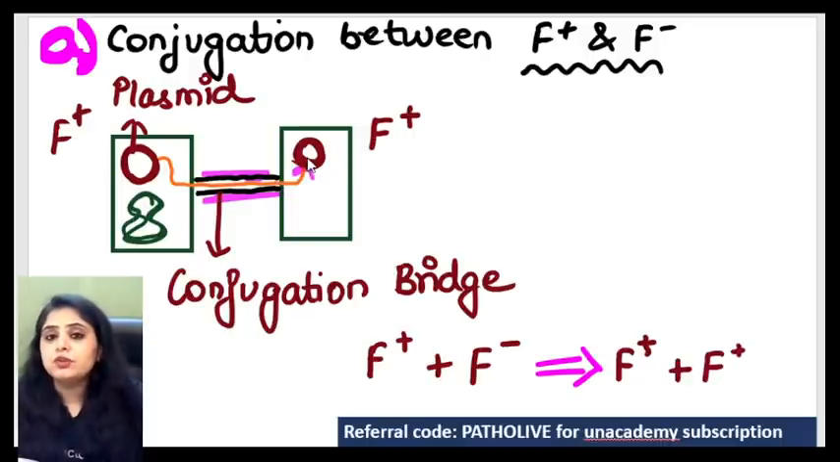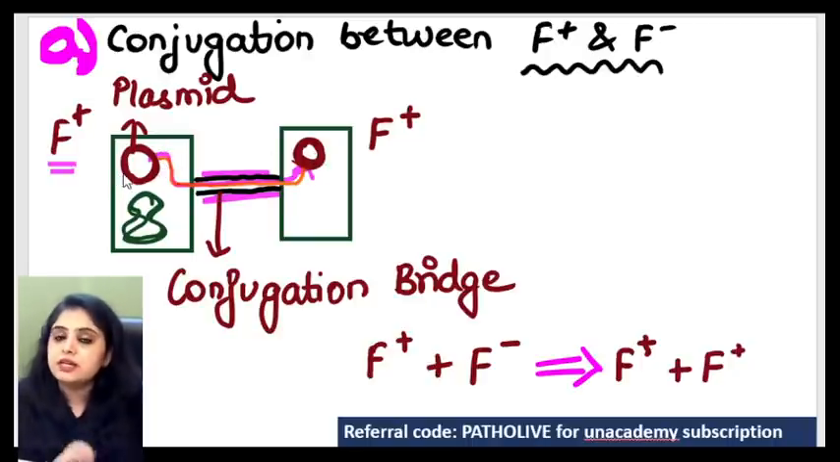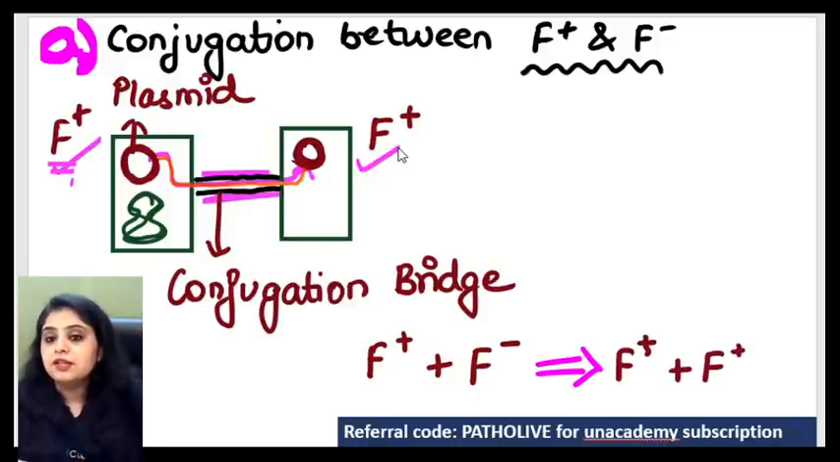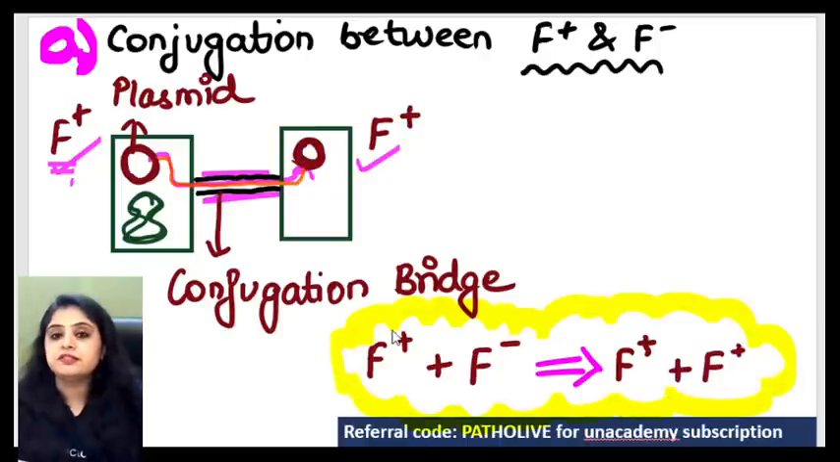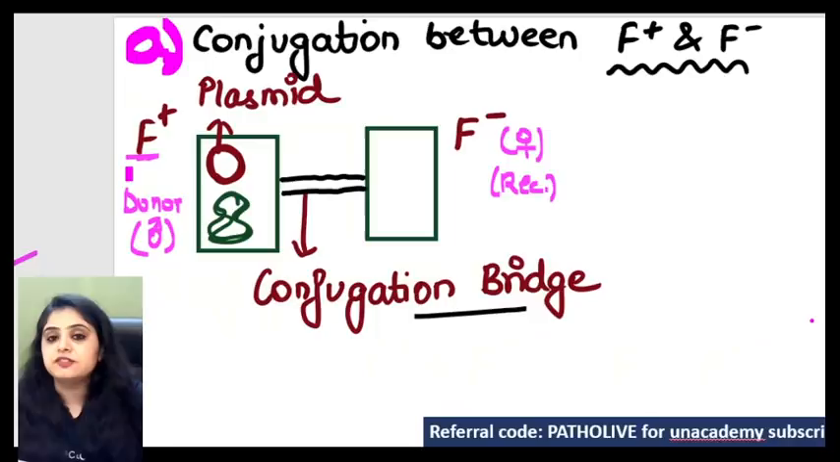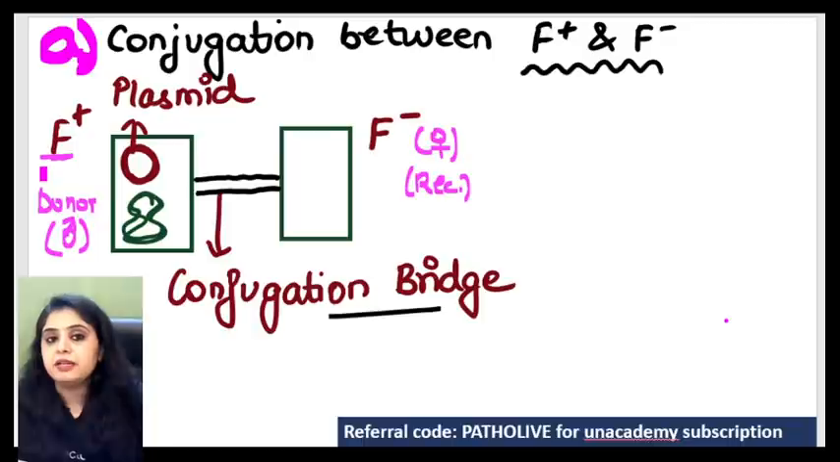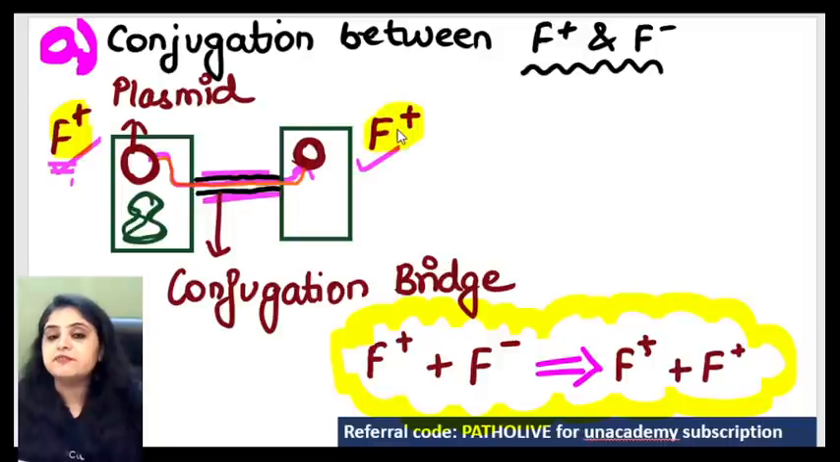So now have both of them become F plus, F plus? Many students feel that this is going from here to here, so the donor will now become F minus. No. It replicates and a copy of it goes into the recipient. So this will continue to have the F plasmid that it had. This will just get a replicated copy of the same. So can I indirectly say that when F plus and F minus conjugate, both of them end up becoming F plus, F plus? So we are going to do some reactions. This is reaction number 1. When F plus and F minus conjugate, they are both going to end up being F plus, F plus.